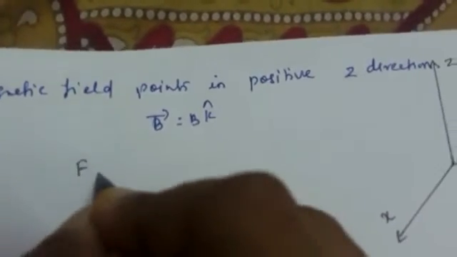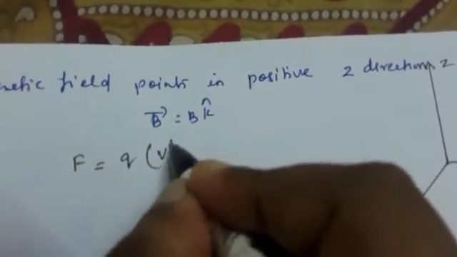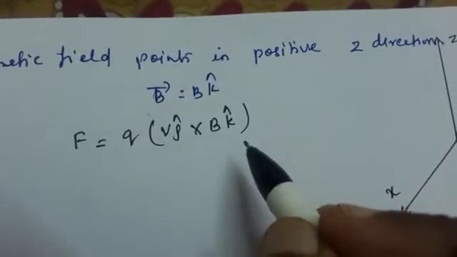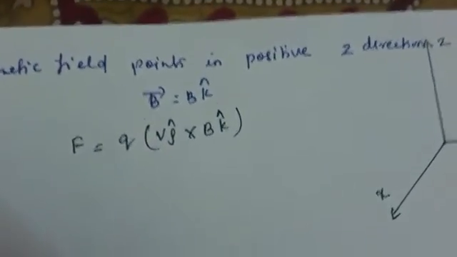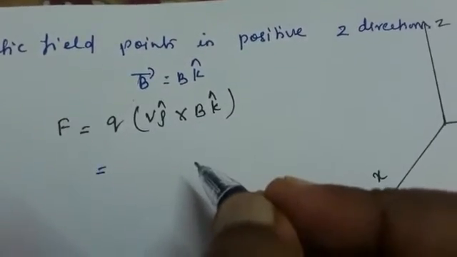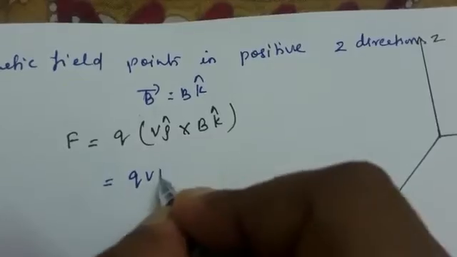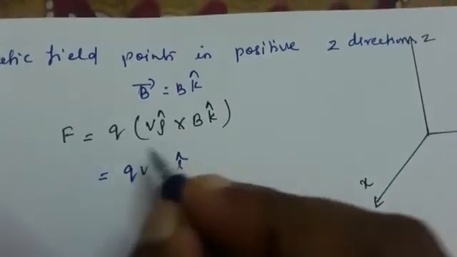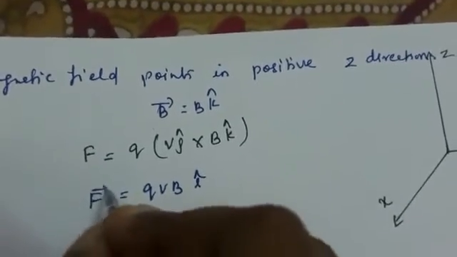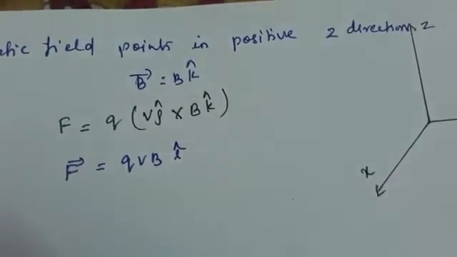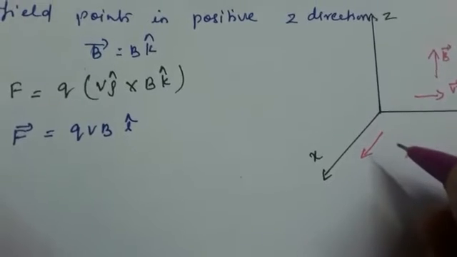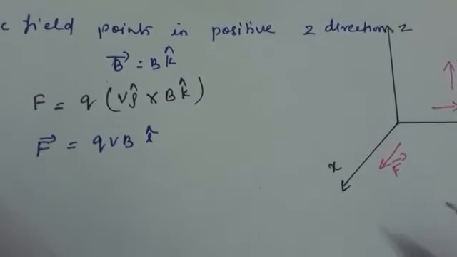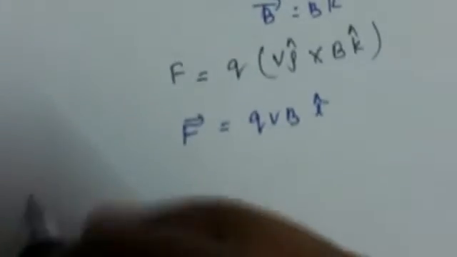The Lorentz force F is equal to q times v j vector cross B k vector. What will you get here? It is j cross k. What is j cross k? j cross k is the i vector. So you can write qvB i vector. The magnitude of the Lorentz force is qvB, and the direction of the Lorentz force is along the positive i direction, which is the positive x axis. So this is the direction of the Lorentz force.